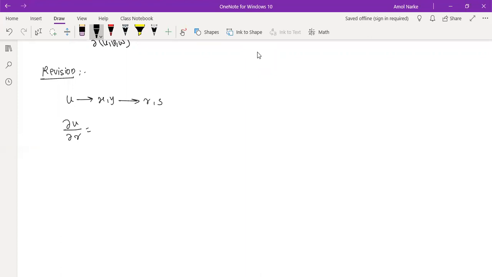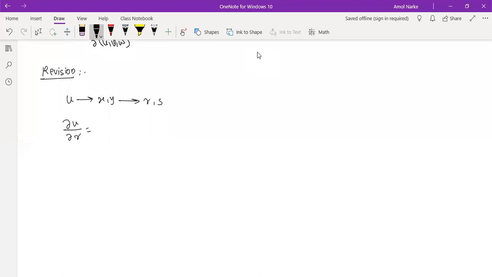Am I audible clearly? Yes or no? Yes, sir. Okay, so can someone tell me what is the formula for the partial derivative of u with respect to r? How can one find this?